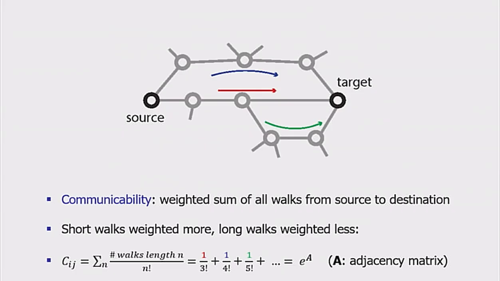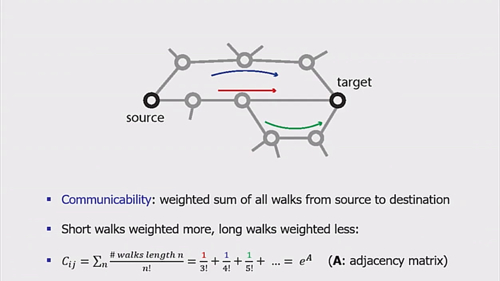And what I'll show you now is a very specific implementation of this kind of idea, the statistic of communicability, which is used quite often. With communicability, we take a source and a target, and we say, okay, give me the weighted sum of all possible walks and paths between the 2 nodes. And the way that the weighting is done is you count the number of walks of length n. So for instance, the red path there has length 3, and there's only one of it. So you take the number of walks of length n and you divide it by n factorial.